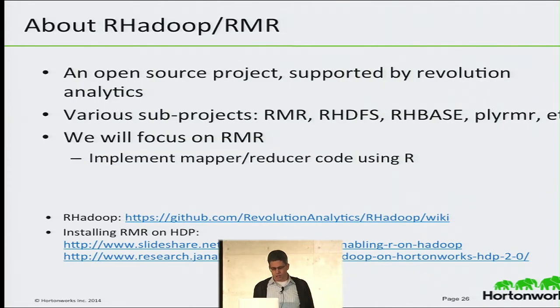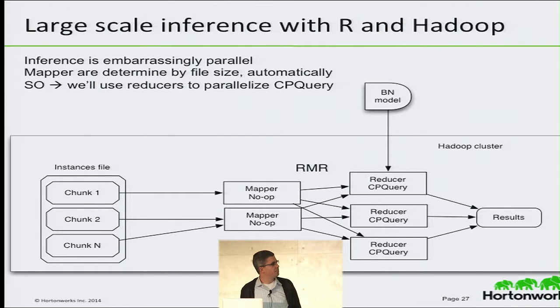Now, to show this, I use this package called RHadoop, specifically rmr in the RHadoop package. I'm not going to talk too much about it, but you can find more data here. What it allows you to do is run a mapper and a reducer with R code.